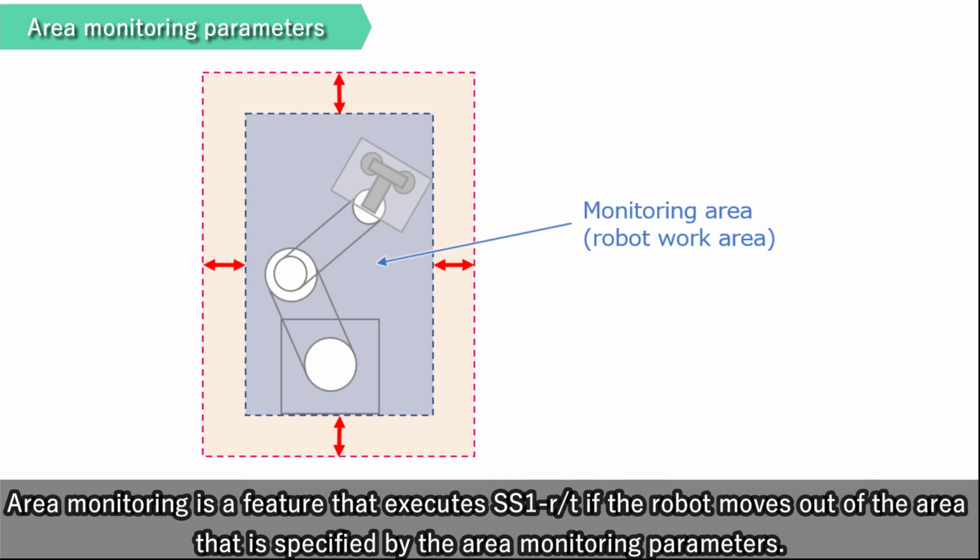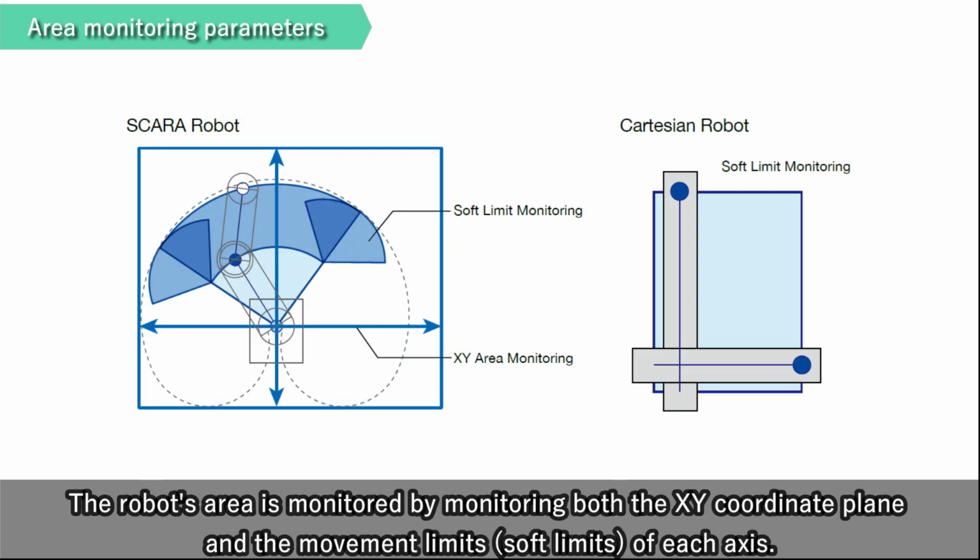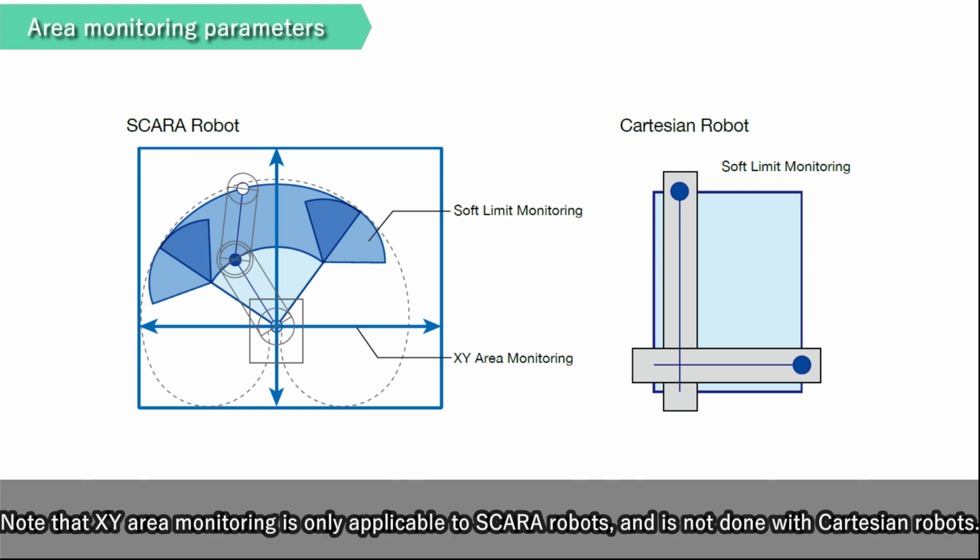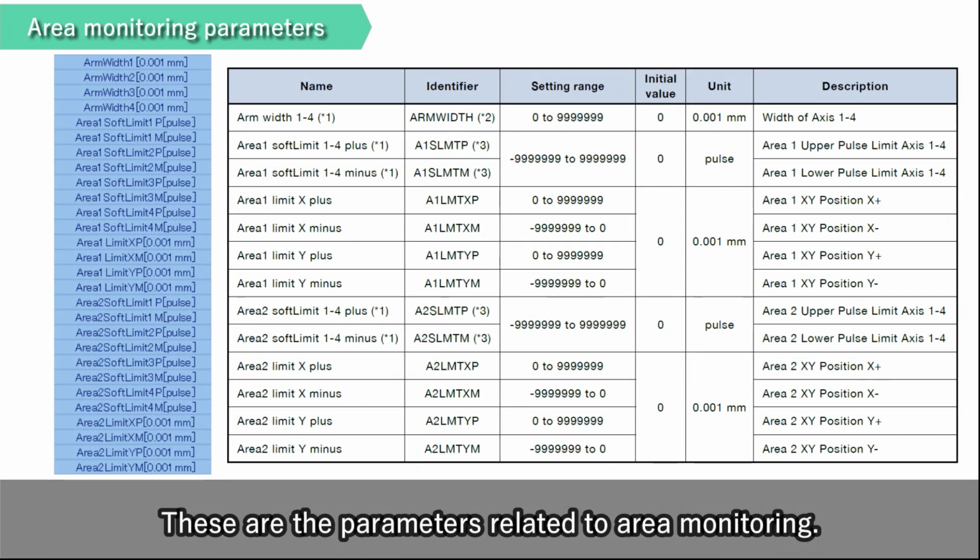Area monitoring is a feature that executes SS1R/T if the robot moves out of the area that is specified by the area monitoring parameters. The robot's area is monitored by monitoring both the XY coordinate plane and the movement limits, soft limits, of each axis. Note that XY area monitoring is only applicable to SCARA robots, and is not done with Cartesian robots. These are the parameters related to area monitoring.